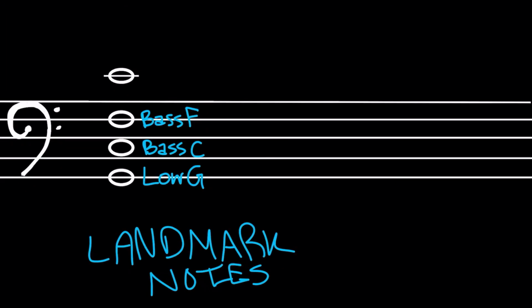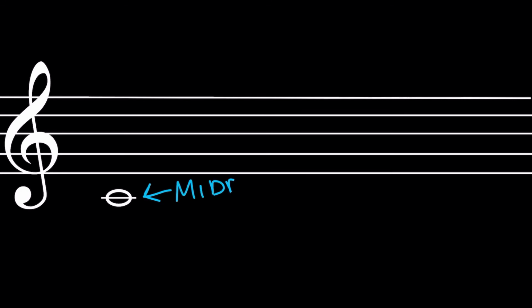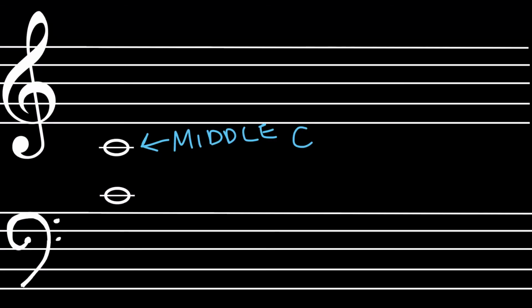And then the final landmark note for the bass clef is middle C, and that one I think is the first note that most people memorize. It has that little ledger line through it, and it's located above the bass clef. Actually looks a lot like the middle C from the treble clef that is below the treble clef, excuse me. So the middle C looks very similar, just kind of upside down from each other. I'll show you both of them right here.